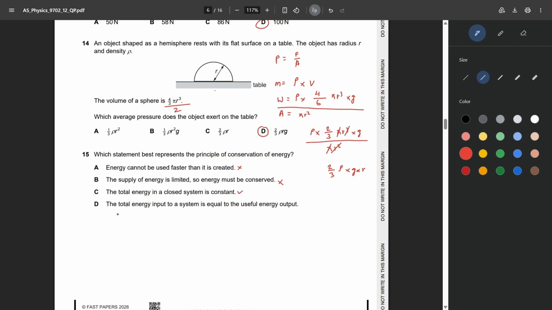Okay, this makes sense. The total energy input to a system is equal to the useful energy output. No, this does not make sense because useful energy output is almost always less than the total energy input. So our answer will be D. In a closed system, the total energy remains constant.